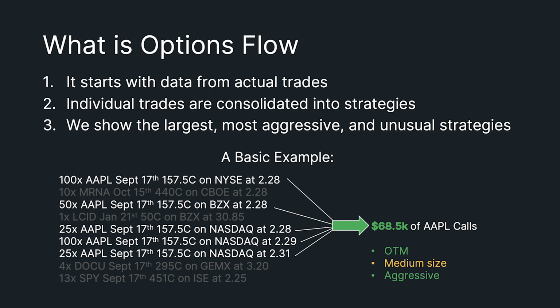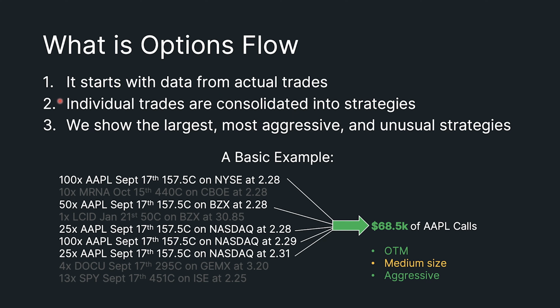To get started, I want to explain what options flow actually is. If you're familiar with the platform or saw a previous video, you know that options flow is this giant list of unusual trades that come in throughout the day. But where do these trades come from, and what determines which trades are shown and which are not? It all starts with data from actual trades on the various option exchanges in the US. OptionStrat scans every single trade, whether it's made from a fellow retail trader or a professional on behalf of a company. It then takes these trades and pieces together the larger orders that they originate from.